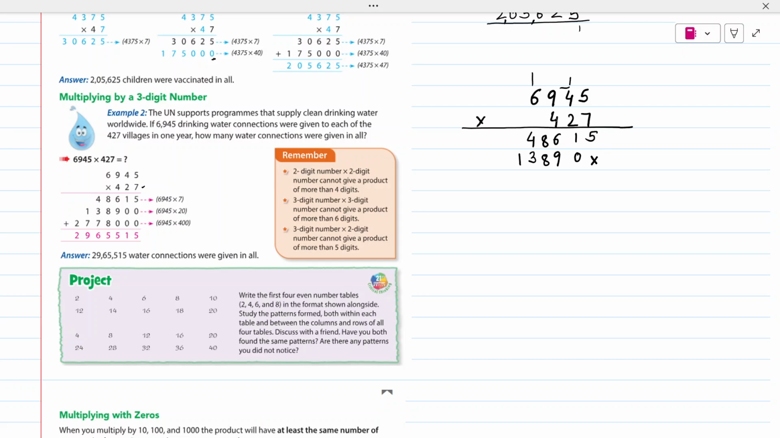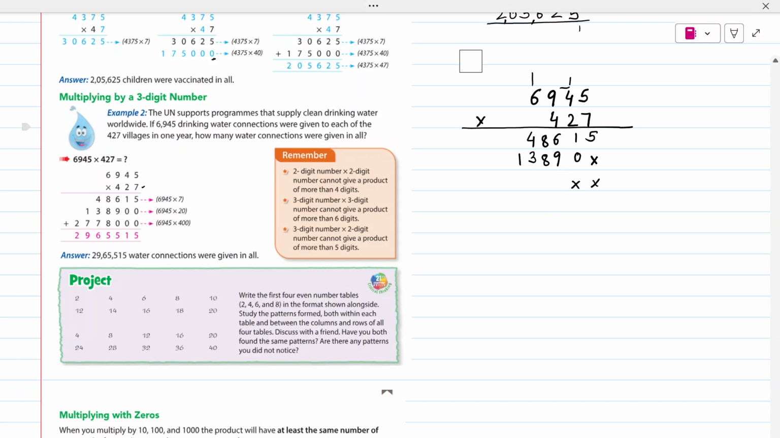Okay. And now coming to 100 place. 100 place means we have to put two crosses. One here and the other here. And now the multiplication for 100 place starts from the third place at the 100th place. Okay. So 4 into 5 is 20.